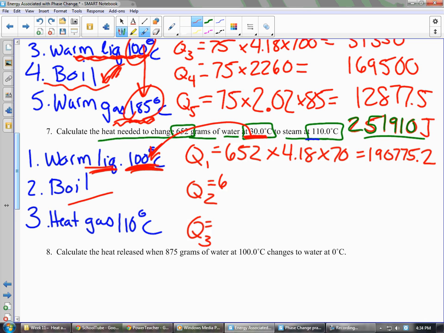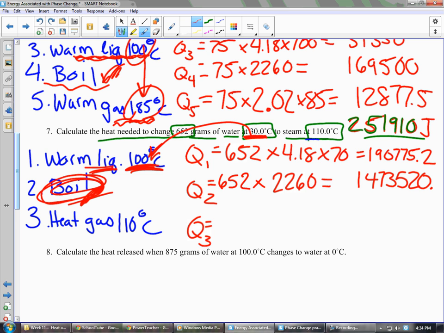Now, I am 100 degrees, so I can stop and boil. Take your mass, 652 times what it costs to boil, again, that larger delta H, 2260, and you're going to get 1473520. Big number there. Well, it takes a lot of energy to change a liquid to a gas.